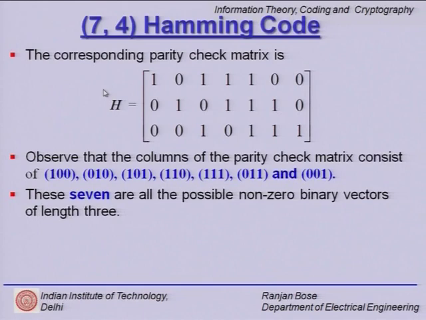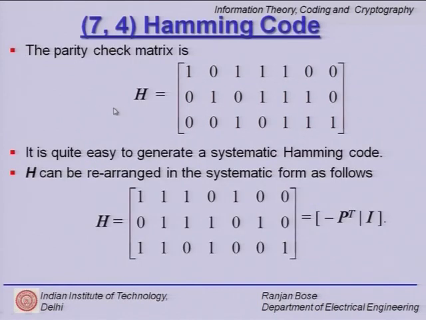But we make a couple of very interesting observations. The first observation is that all the columns of H are basically the non-zero binary vectors of length 3. So, you have 0 0 1, 0 1 0, 0 1 1, and so on up to 1 1 1. So, all the 7 possible combinations, barring 0 0 0, there are 7 possible vectors of length 3, all of them are listed in some sequence, and this happens to be the check matrix.